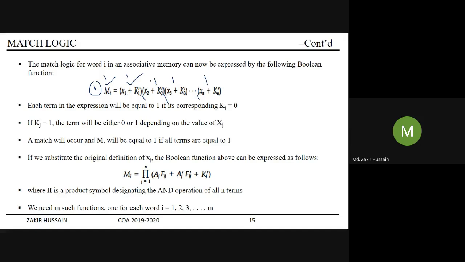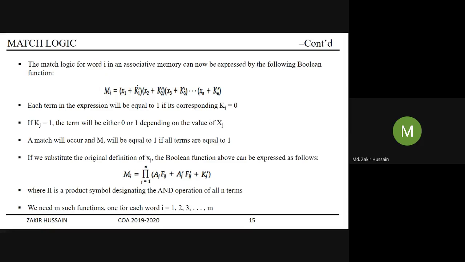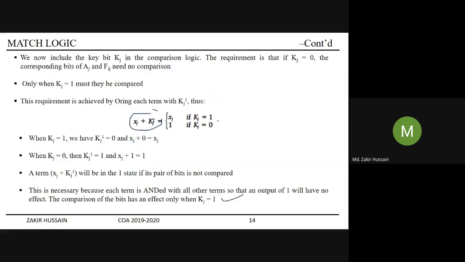If this is matched but this is not matched, meaning zero, then the entire word did not match, no? Are you getting the point, everybody, what I'm trying to say? Here, whenever K is one, then only the match is occurring. Here, you see, K is one. Then only the match occurs: whatever is on the input is seen on the output, both are matching.